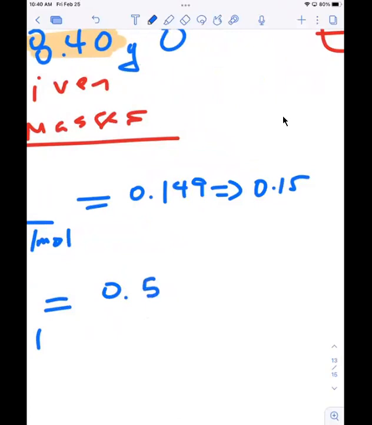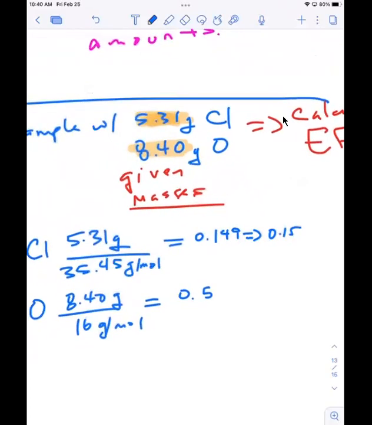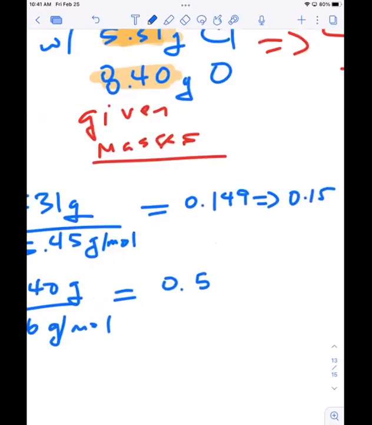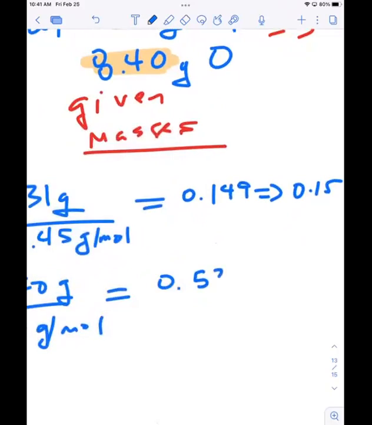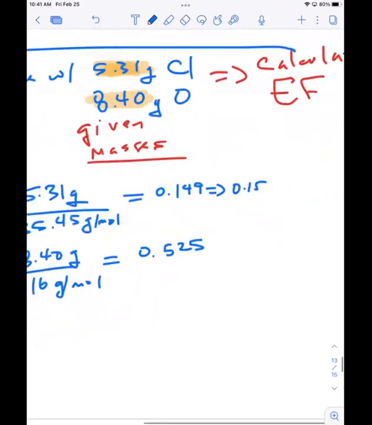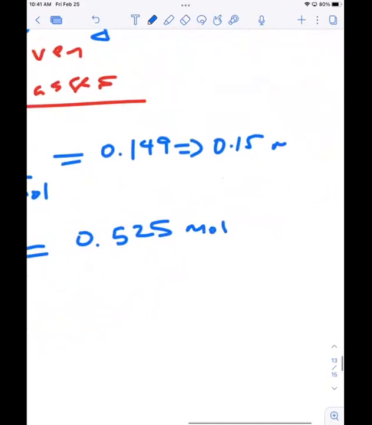Scroll back over so I can see. It's 1.34. Say that again. 1.34. 8.4 divided by 16. It should be a fraction. The bottom number is bigger than the top number. Oh yeah, you're right. 0.525. All right, 0.525. And this is moles. Let's keep the units because we don't want to get confused.